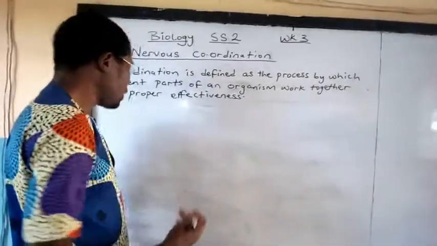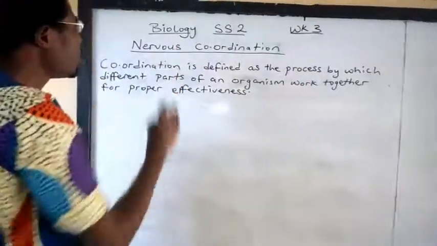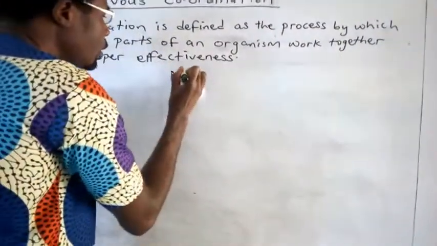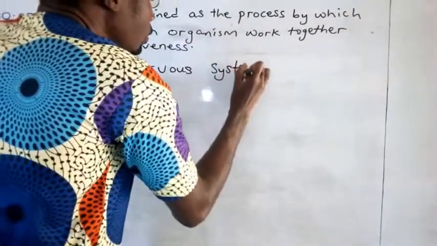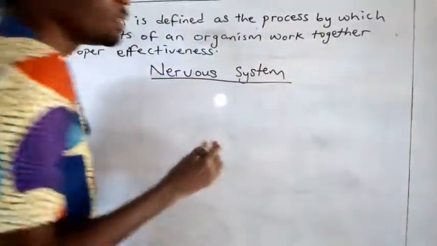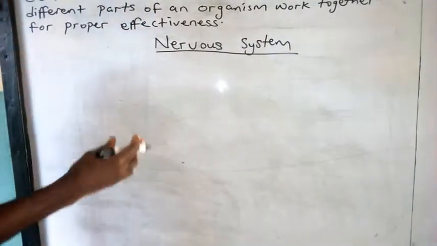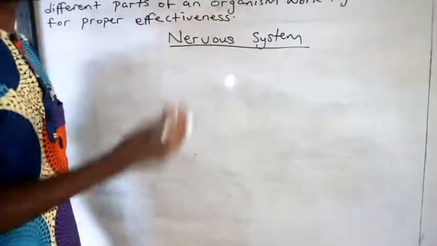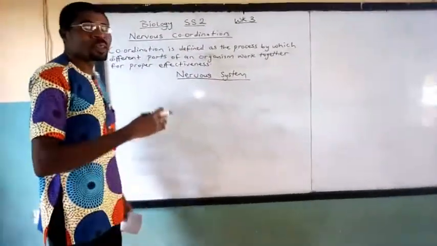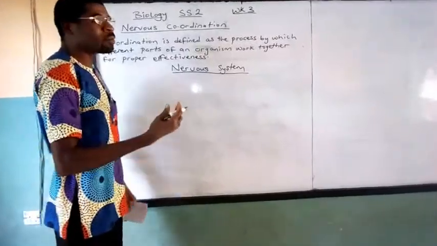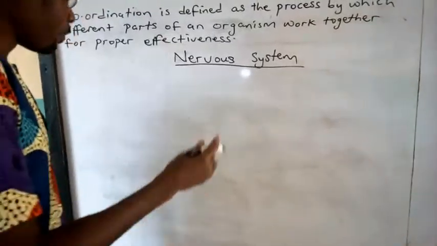So let us look at a chart that will give us a flow of what we are talking about. You cannot study nervous coordination without knowing the nervous system. The nervous system happens to be a system in the body that enhances everything about coordination. It works with nerves and synapses. So with the help of these nerves, impulses can be transferred from every part of the body. Now I'm going to give you a chart that summarizes everything you should know about the nervous system.